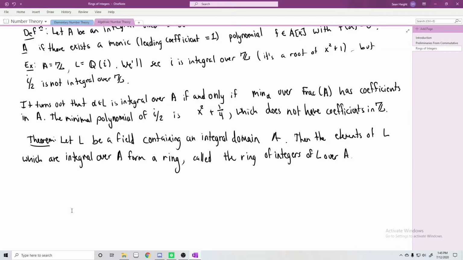Okay, so first we're going to prove this using symmetric polynomials, and that's what this lecture is going to focus on.